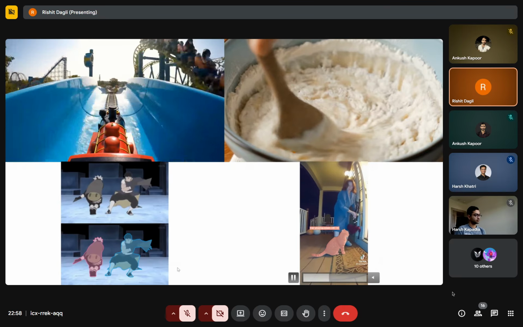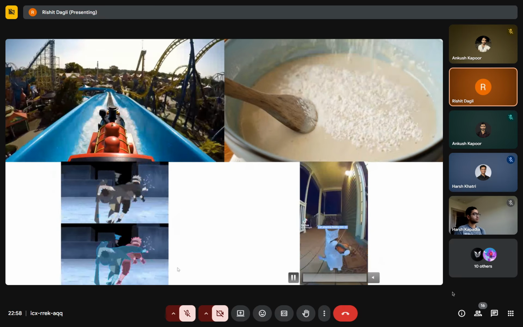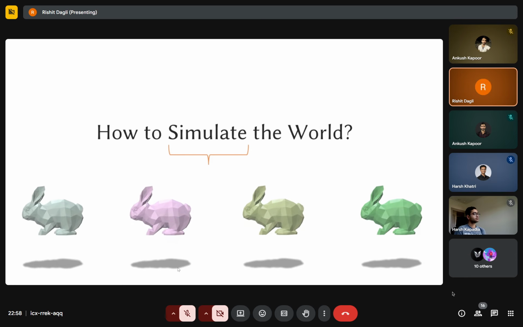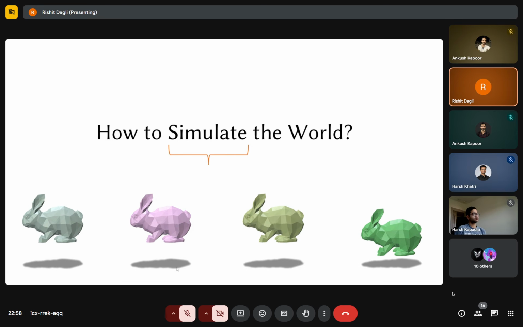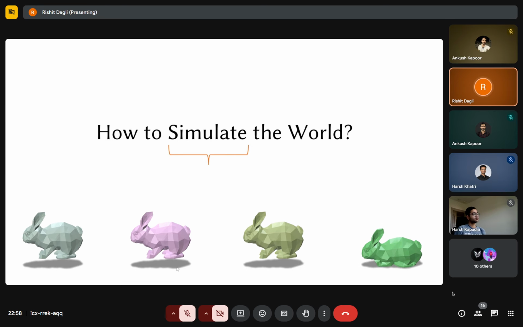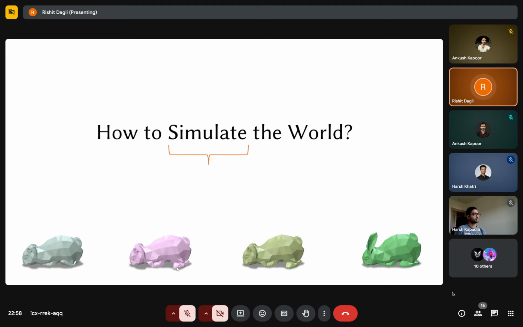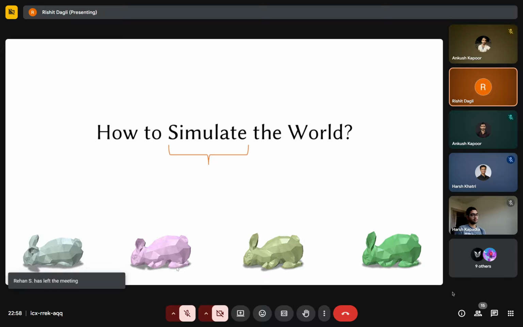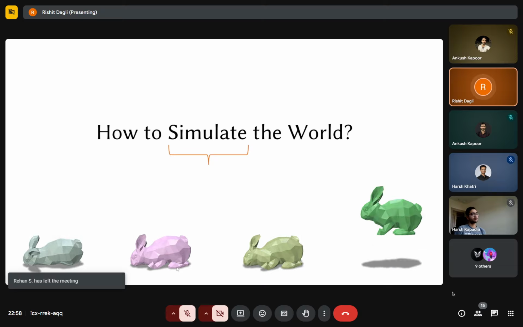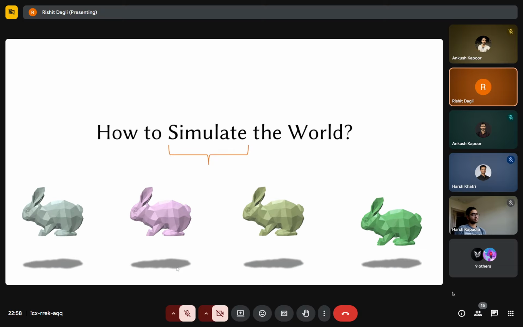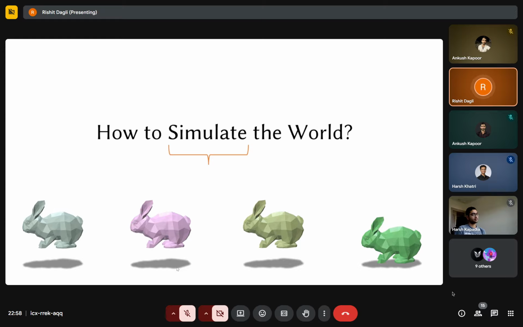Okay, and yeah, let's then talk about simulation. For now, there's actually one more thing about the world, and this is also quite related to simulation. If you see all of these bunnies dropping, all of these were simulated on my computer.